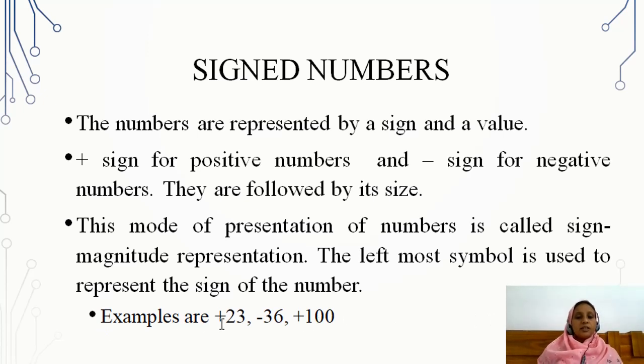For example, here you can see plus 23. The leftmost symbol is plus. This symbol represents a positive number. At the same time, in the case of minus 36, the minus symbol is the leftmost one. So, this is a negative number. Here, plus 100. The leftmost symbol is plus, so this is a positive number.